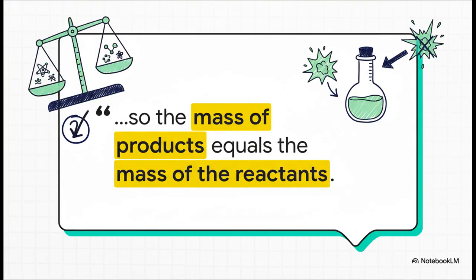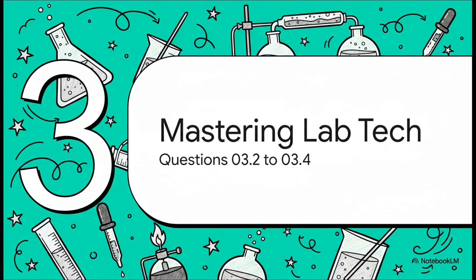So you've done the math. That's 1 mark. How do you get the second one? You have to write a concluding statement. And the perfect one, pulled straight from the mark scheme, is that because the totals match, the mass of products equals the mass of the reactants. No mass was created, none was destroyed. That's 2 marks in the bag. All right, let's keep this momentum going.